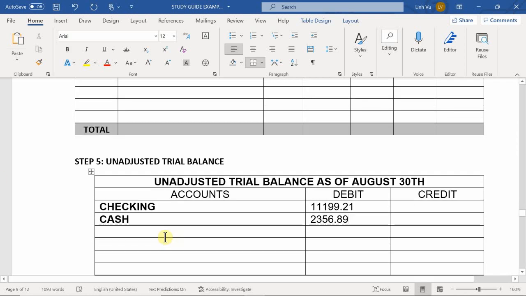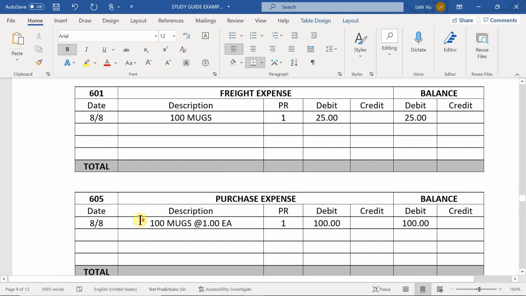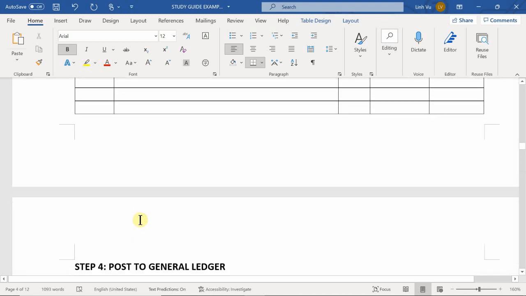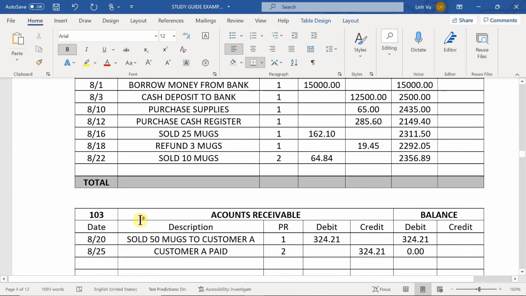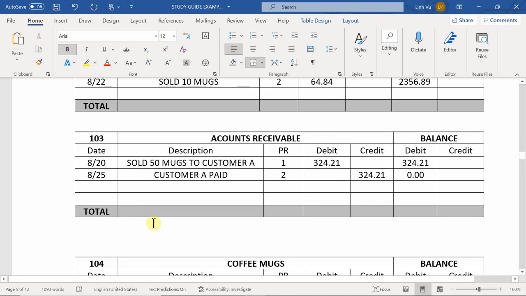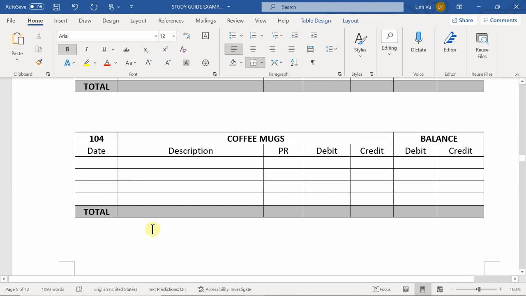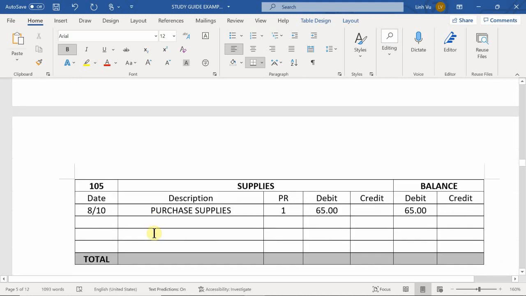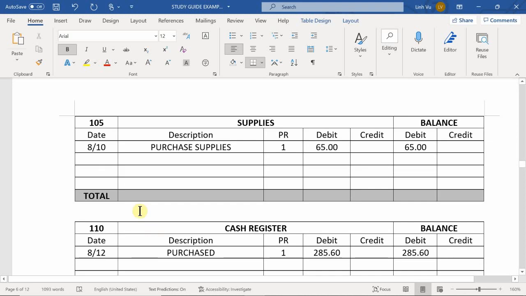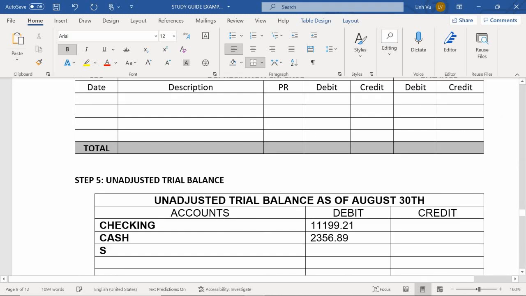And then what's the next account? Accounts receivable. Do we have any account balance in accounts receivable? No. So does it matter if we put it in or not? No, it does not matter. What's the next one? Purchase supplies. Supplies for how much? For $65. Supplies for $65.